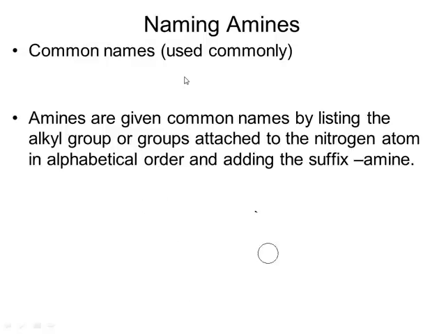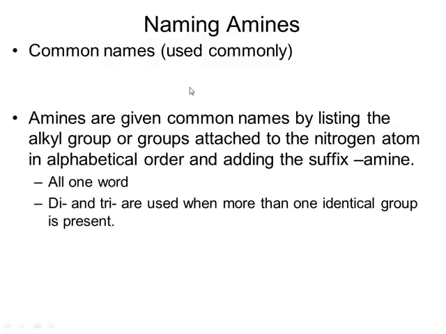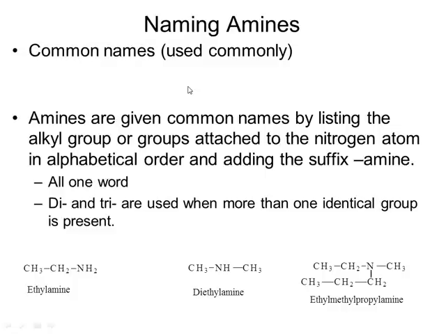And with ethers, remember, we always had two things attached. It was always two R groups. Well, with amines, it could be 1, 2, or 3, depending on if it's a primary, secondary, or tertiary amine. So it's all one word, and di and tri are used when more than one identical group is present. So here's some examples. Ethylamine. The reason we call this first one ethylamine is that the perspective we use with common names is that the root, or the parent, is the nitrogen, and everything else is just a substituent. So this is an ethylamine.